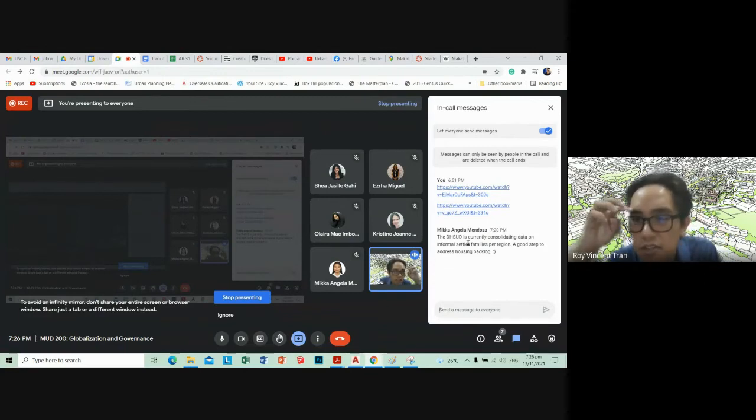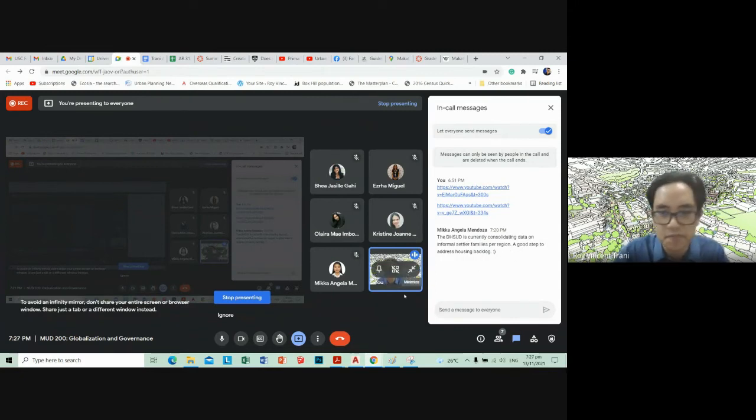Okay, we have here: the DHSUD is currently consolidating data on informal settlers, families per person, a good step to addressing the housing backlog. Yes, very good.